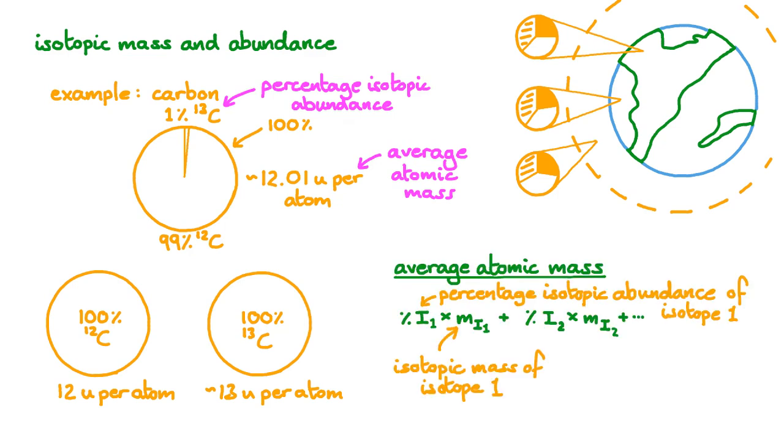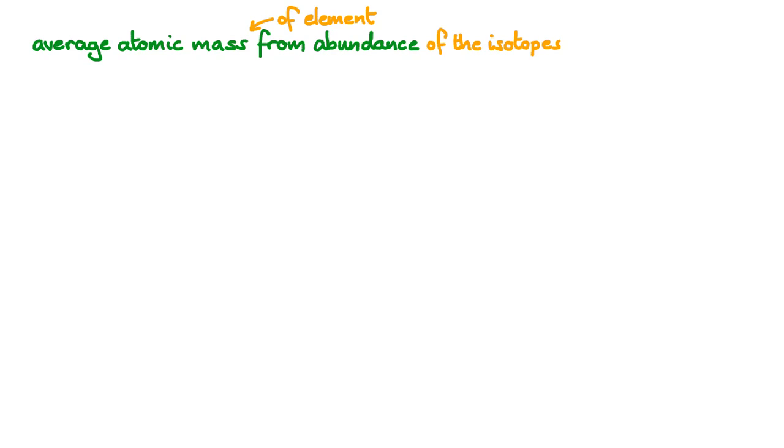For any element, we can work out the average atomic mass by taking the percentage isotopic abundances of each isotope and multiplying them by the isotopic mass and summing them all together. For carbon, we only really need to take into account carbon-12 and carbon-13, but for some elements there might be 3 abundant isotopes or more. Let's have a crack at calculating the average atomic mass of an element from the abundance of its isotopes.